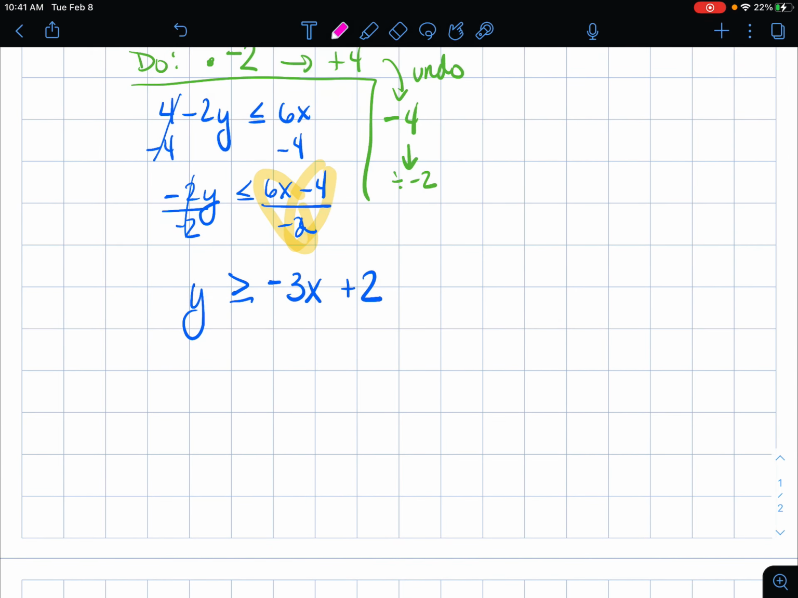So let's go ahead and get some axes down, our coordinate plane here. Okay, we're going to start up at 2. That's our y-intercept. The slope is -3 over 1. We'll go down 3, right 1. And we can do another one. And this is a solid line because we have a greater than or equal to. Put arrows on both ends to show it goes on forever.